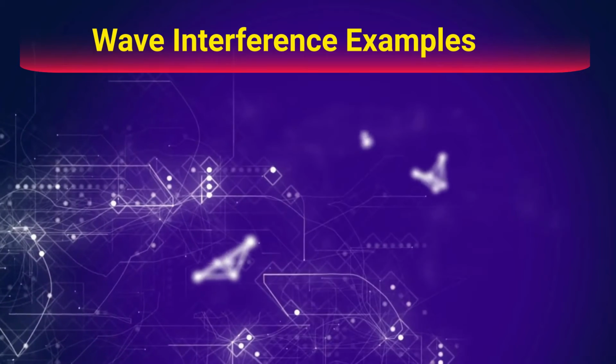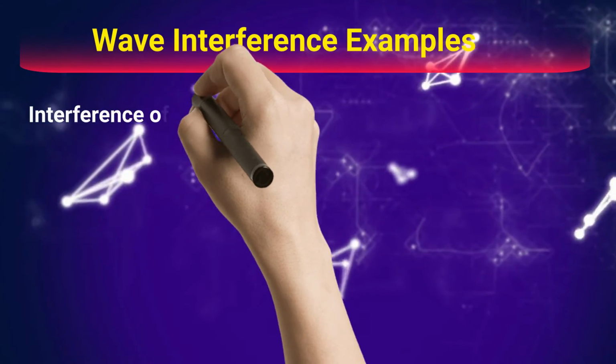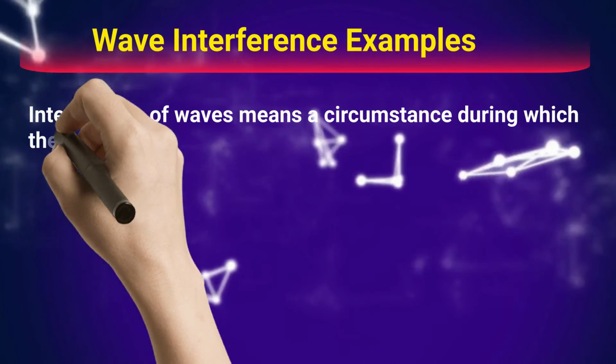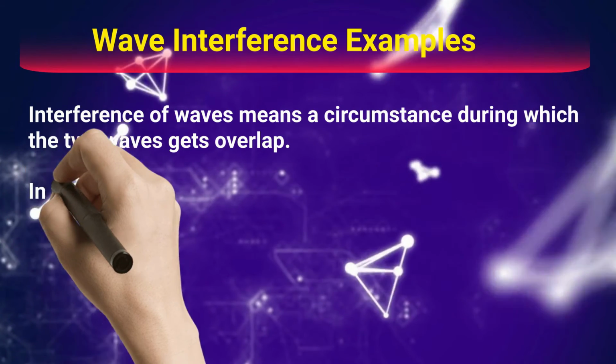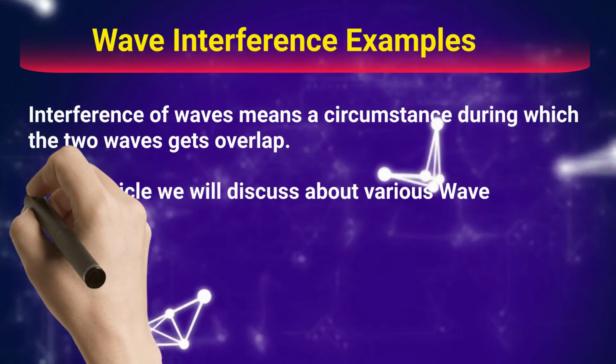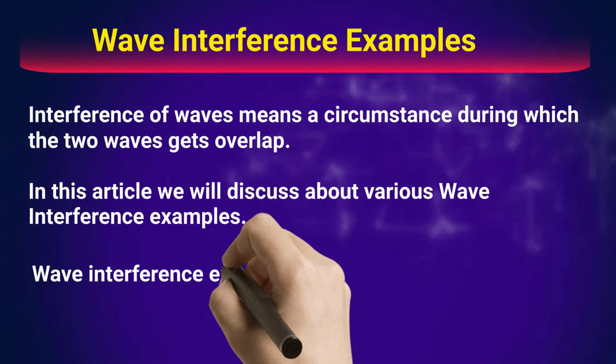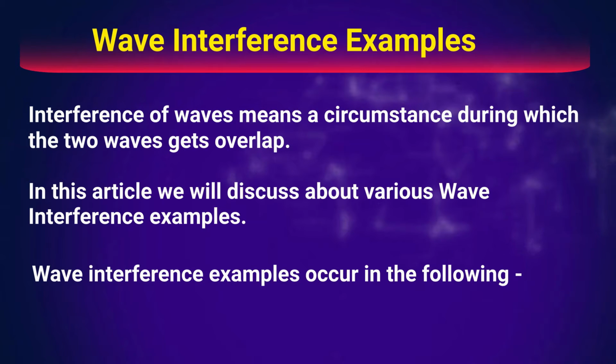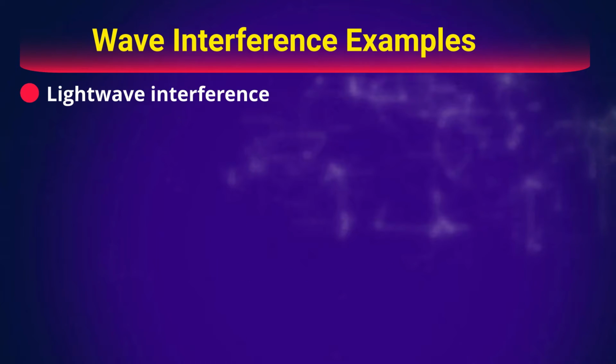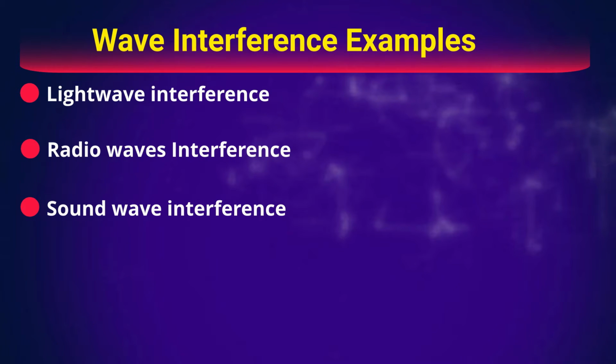Let's start with the objectives of this tutorial. Interference of waves means a circumstance during which two waves overlap. In this article we will discuss various wave interference examples. Wave interference examples occur in the following: light wave interference, radio wave interference, sound wave interference, water wave interference.